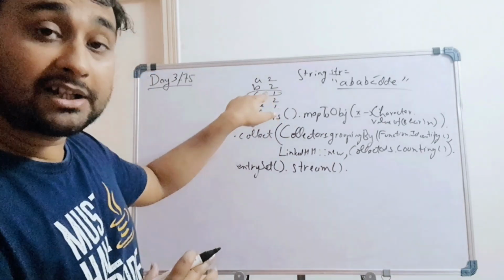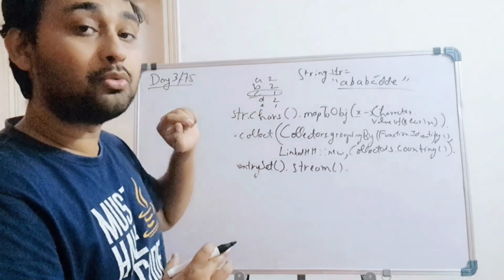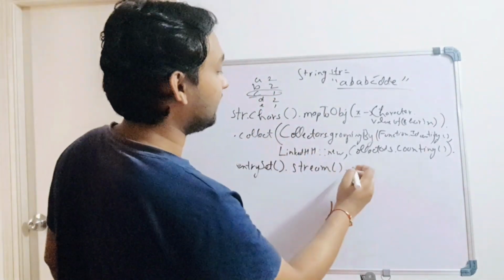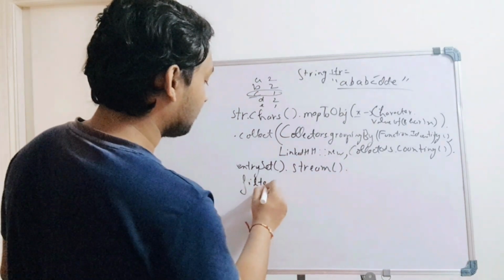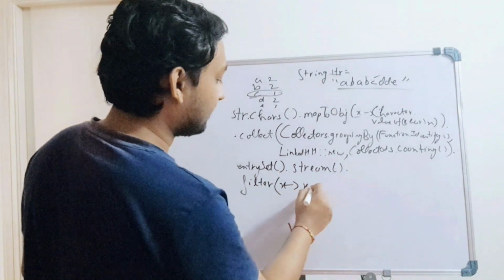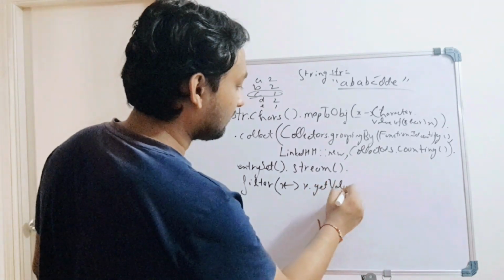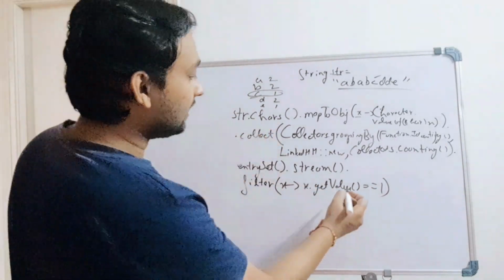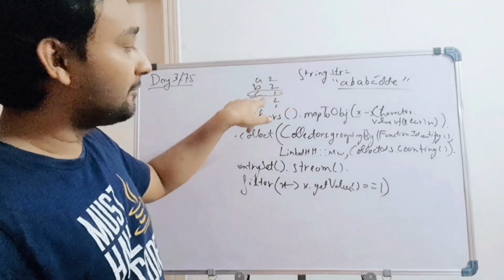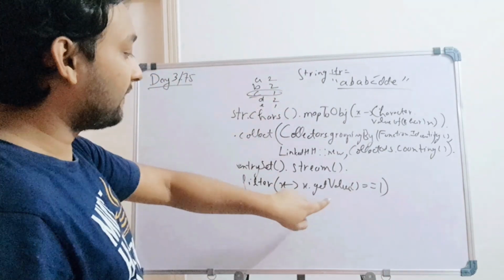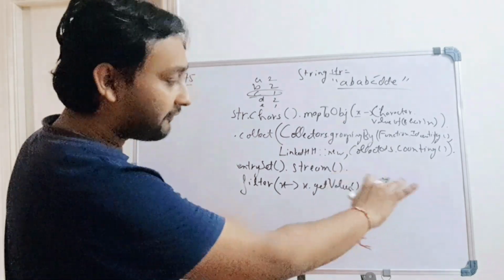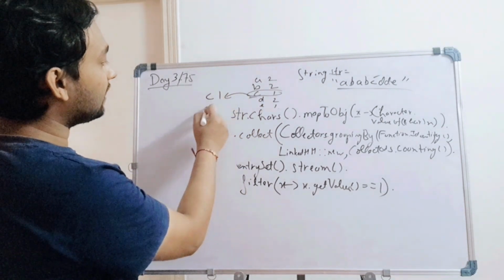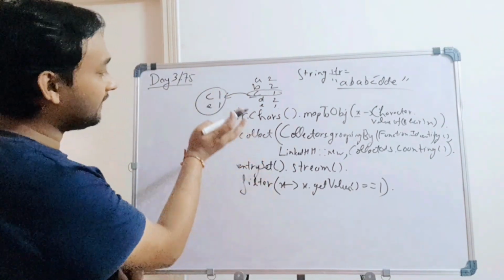Then after this what will I do? I will filter all the key-value pairs which have a value equal to 1. I need only those non-repeating characters, right? So I need to filter that out. So how to filter that? I will be writing .filter(x -> x.getValue() == 1). If I write like this, what will happen? I will get all the key-value pairs whose count is 1. So after executing this line, if I write here .forEach(System.out::println), what will be my output? This output will change to C1 and E1.